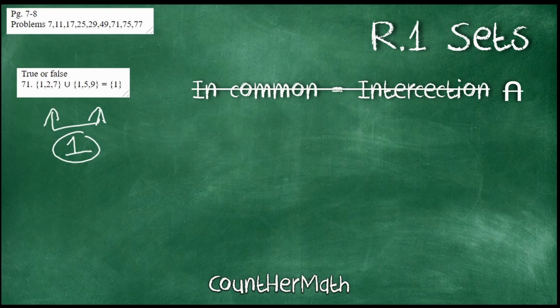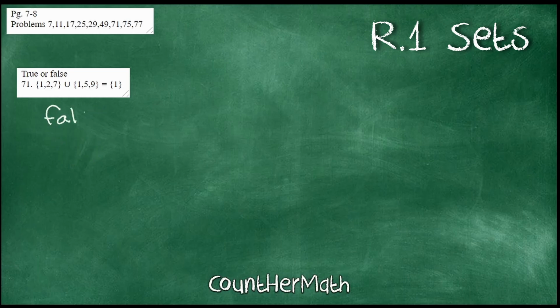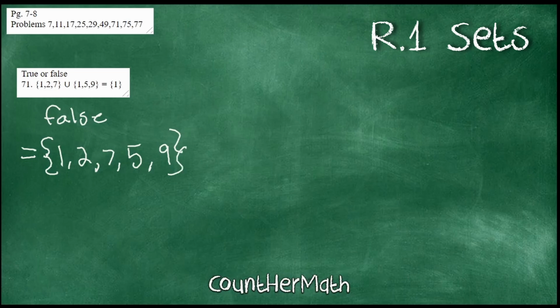However, it's asking us the union, so this is false. Let's write down what the correct answer is. The union would be 1, 2, 7 from the first set. The second set already has a 1. Then we need to add 5 and 9. So if we wanted this to be a true statement, we would say the union between {1, 2, 7} and {1, 5, 9} is {1, 2, 7, 5, 9}.